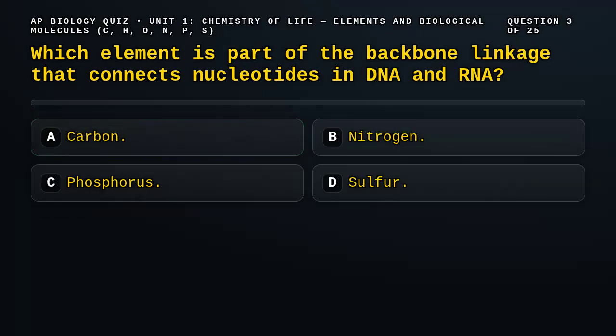Question 3. Which element is part of the backbone linkage that connects nucleotides in DNA and RNA? A. Carbon. B. Nitrogen. C. Phosphorus. D. Sulfur.